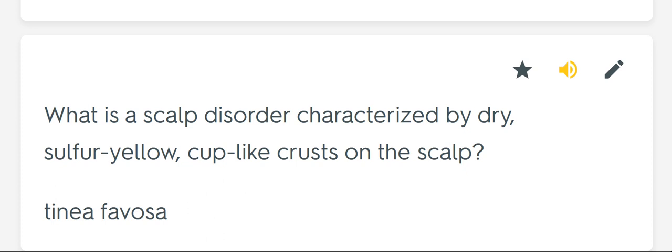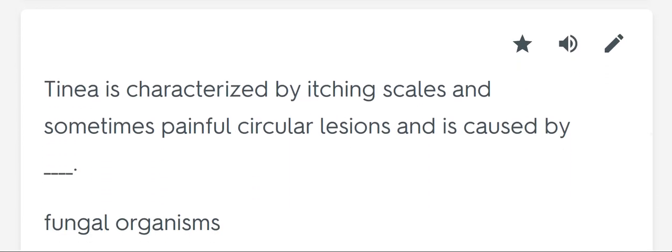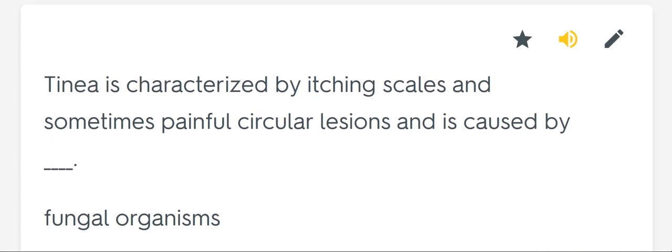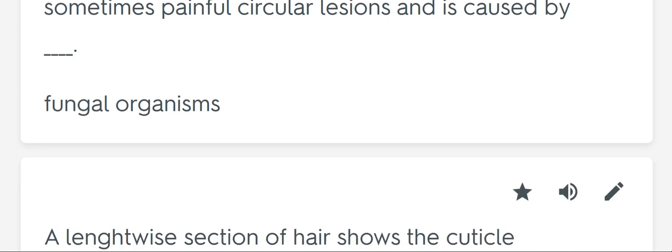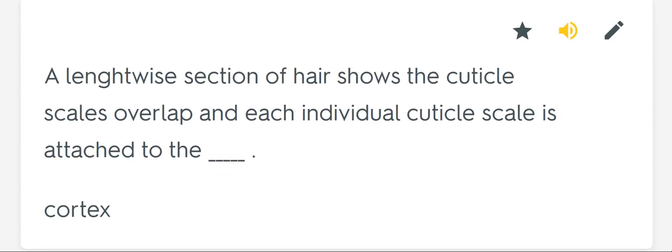What is a scalp disorder characterized by dry, sulfur-yellow, cup-like crusts on the scalp? Tinea favosa. Tinea is characterized by itching scales and sometimes painful circular lesions and is caused by fungal organisms. A lengthwise section of hair shows the cuticle scales overlap, and each individual cuticle scale is attached to the cortex.